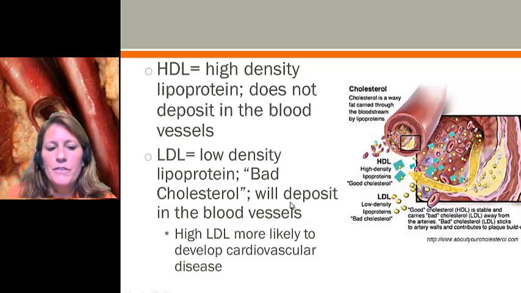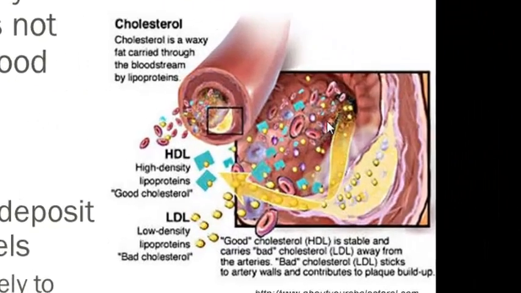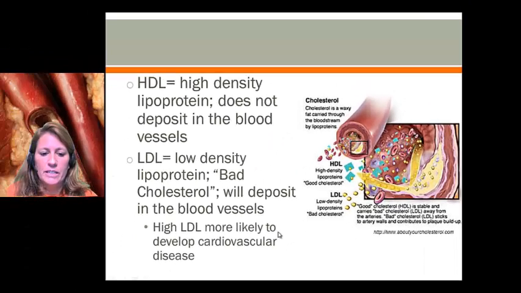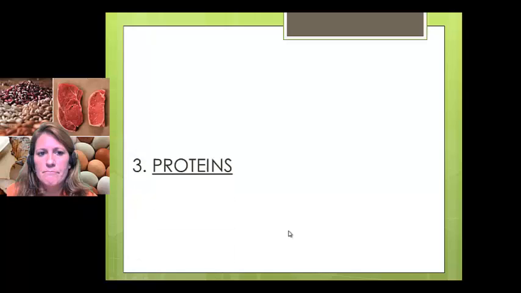If you have a high LDL, it's going to start accumulating in the blood vessels. If you look at the diagram, this yellow arrow, you see all the yellow starting to deposit in this artery. When it does that, it's building up plaque, which restricts the flow of blood through that vessel, and then that can lead to cardiovascular disease.